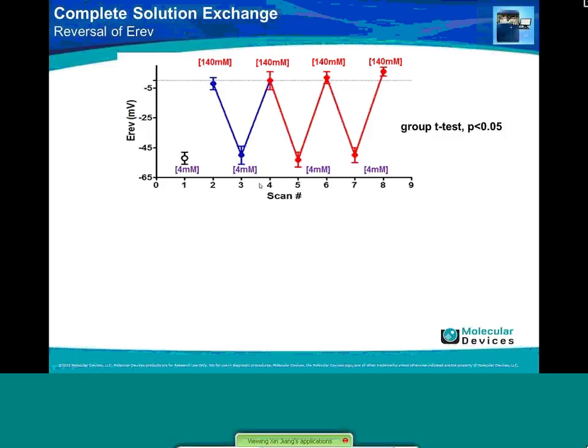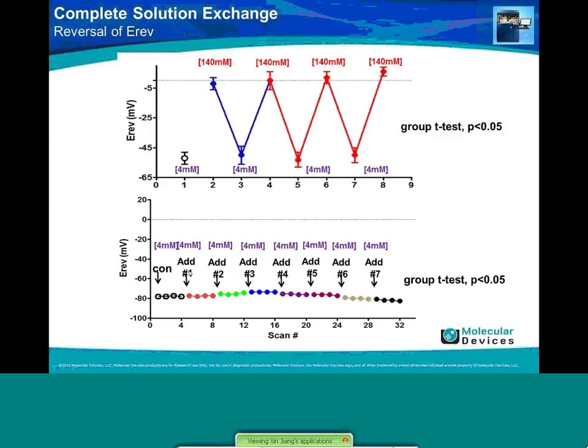And so as a control, when you add only the same concentration of potassium buffer into the patch plate for the 7 times, you have a very stable readout of the reverse potential within each solution addition or buffer addition, and also across experiments. So very stable recordings and a very accurate measurement of the reverse potential, showing you that the solution exchange can be reversed completely.